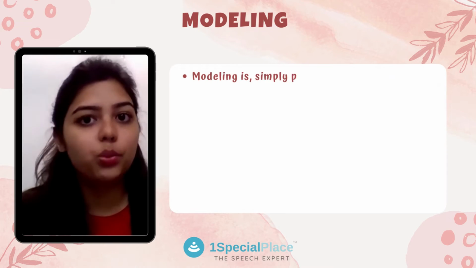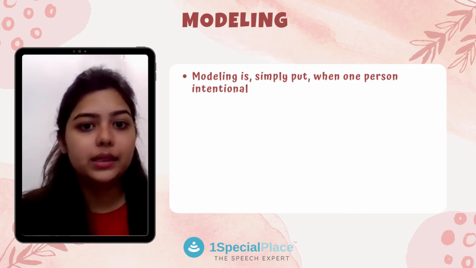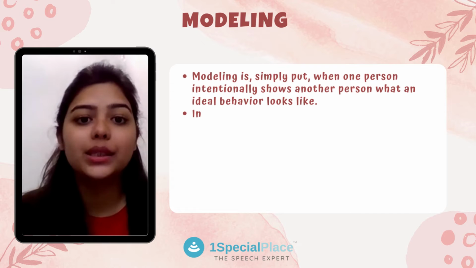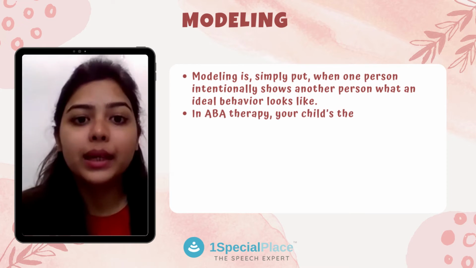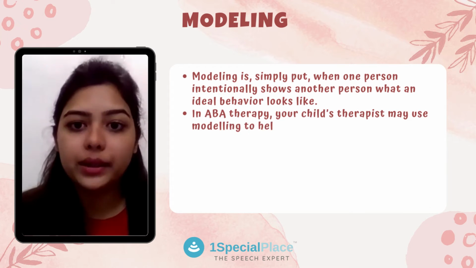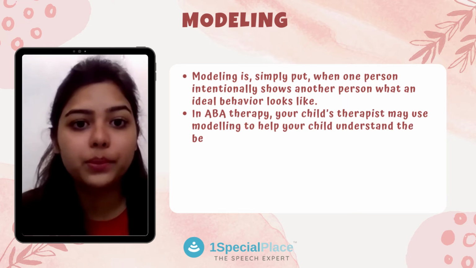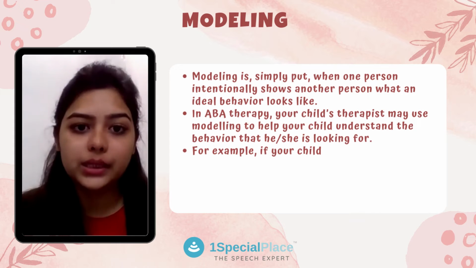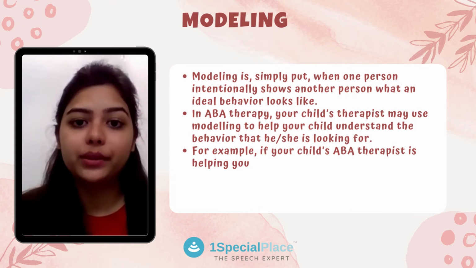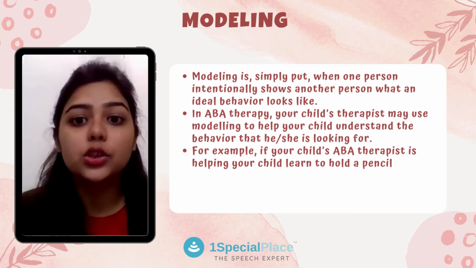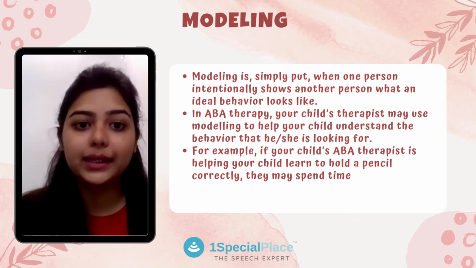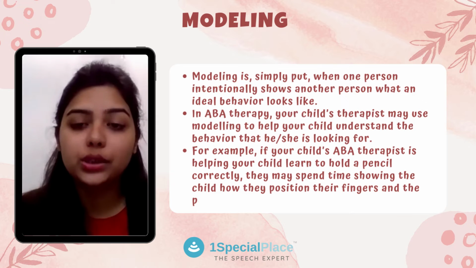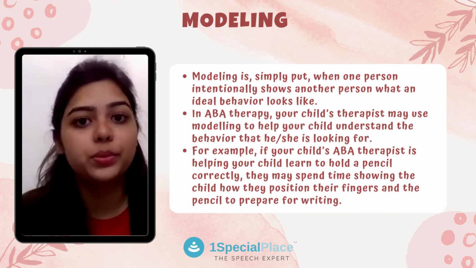The next technique is modeling. Modeling is when a person intentionally shows another person what an ideal behavior looks like. In ABA therapy, your child's therapist may use modeling to help your child understand the behavior he or she is looking for. For example, if your child's ABA therapist is helping your child learn to hold a pencil correctly, they may spend time showing the child how they position their fingers and the pencil to prepare for writing.